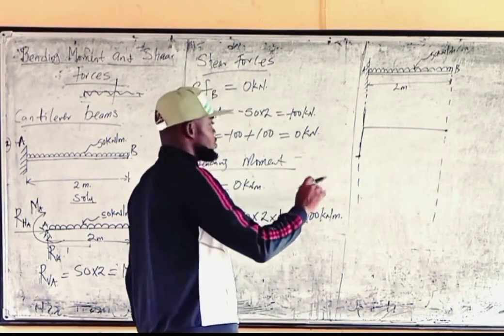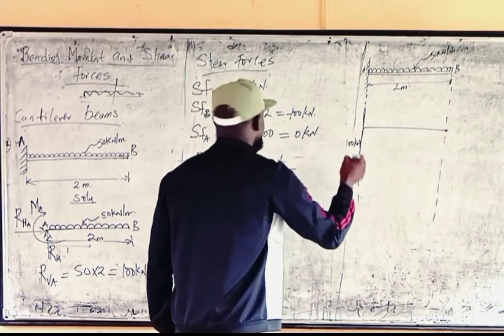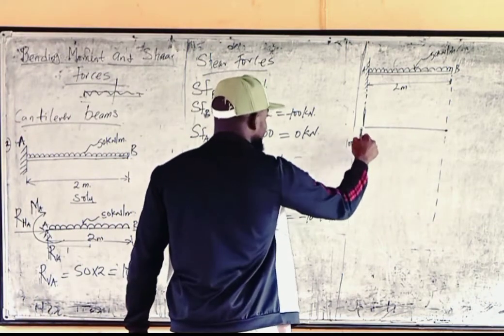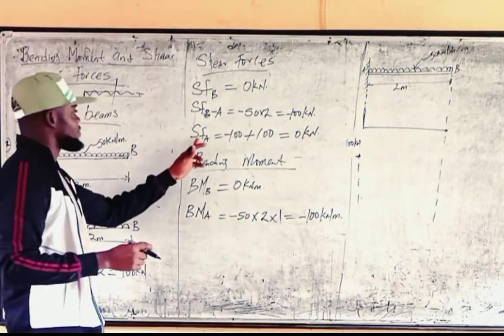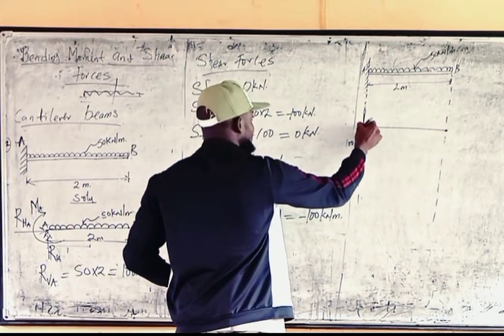But for shear force, it follows. So we're going to have 100 kilonewtons. So at point A, the shear force now comes to 2. So we're not having shear force at point A as 0.